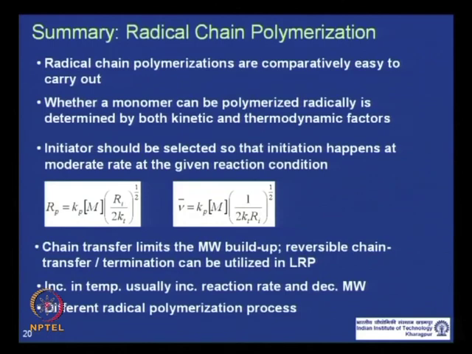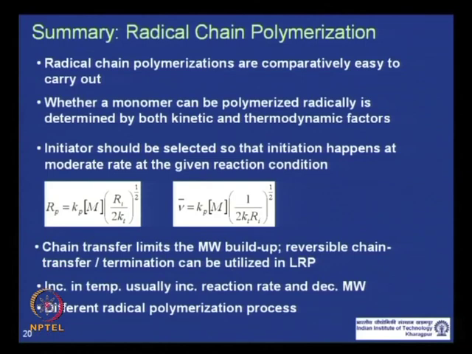So, radical chain polymerizations, as we can see from our discussion, are comparatively easier to carry out in comparison to step growth polymerization, provided you take care of the solvent, if you are using a solvent, and any impurity which can terminate the radicals, or any impurities which can act as a chain transfer reagent. So, if you can minimize these impurities like chain transfer agents or any inhibitor which kills the radicals, then you can have this radical polymerization done easily.